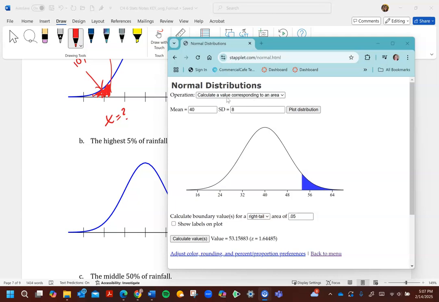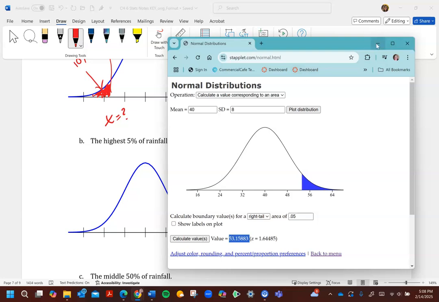So in Staplet, we have again calculate value corresponding to area, put the mean and standard deviation in, plot your distribution, and then choose right tail, and the area goes in, 0.05 as a decimal, and then calculate value, and we get 53.15883, and that is inches. And notice our z-score is positive here, 1.64485, so that's important information that you might need in a different type of problem for comparison purposes.